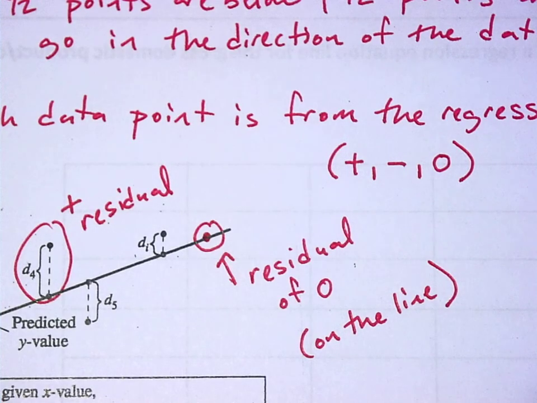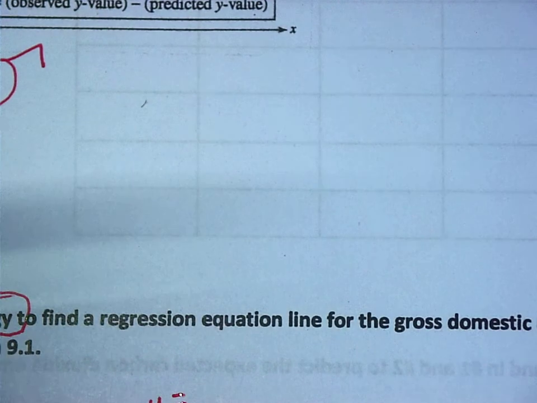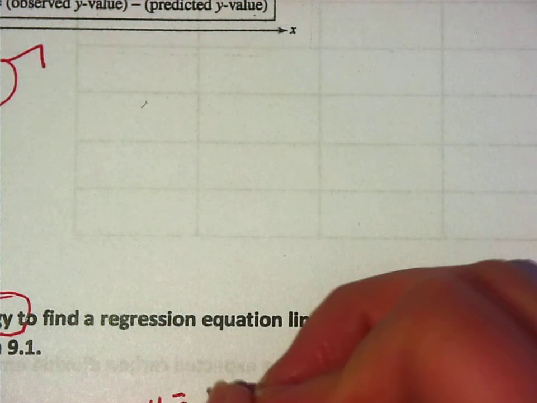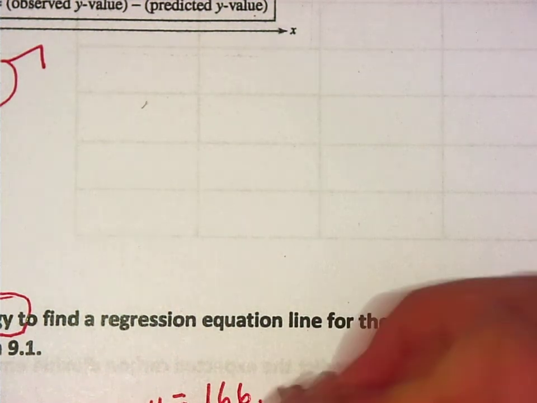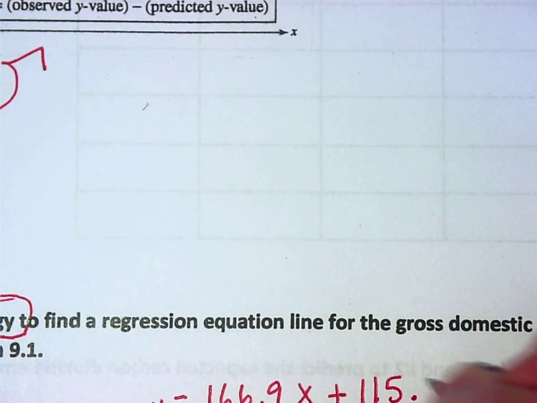So, anyway, I'm going to write this out really quick. Y equals 166.9x plus 115.7.